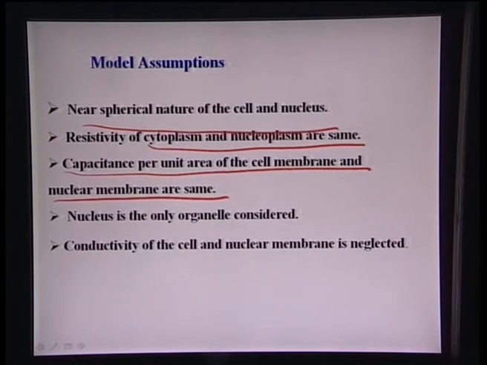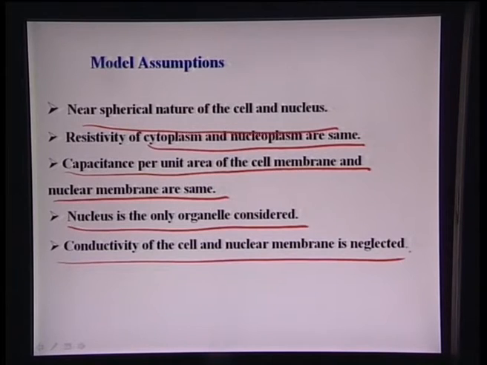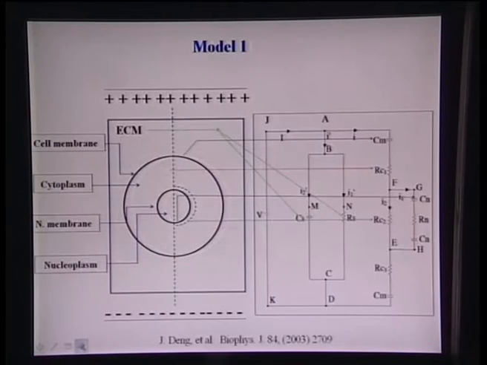The fourth assumption is that although it is widely known that a living biological cell contains a number of organelles, for example Golgi body, mitochondria, ribosomes and so on, for the sake of simplicity of the model we have only considered the presence of the nucleus, not any other organelles. The fifth one is that the conductivity of the cell and nuclear membrane is neglected. So, based on these assumptions, we have attempted to solve this problem to understand how a biological cell would respond to the electric field.